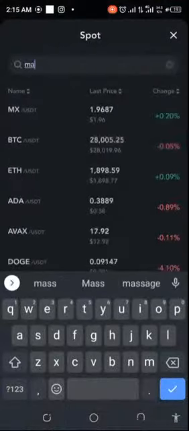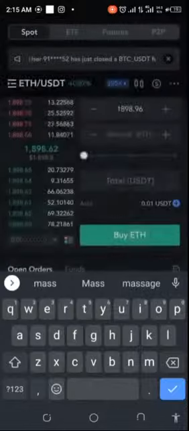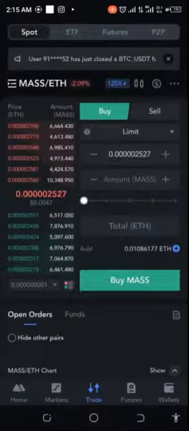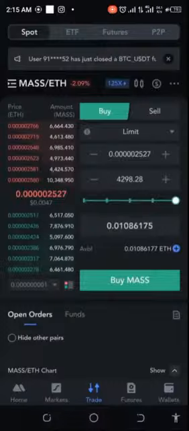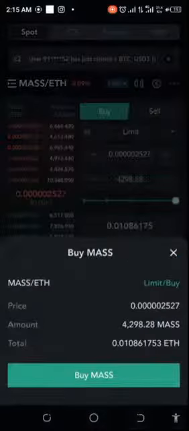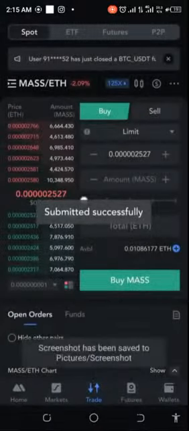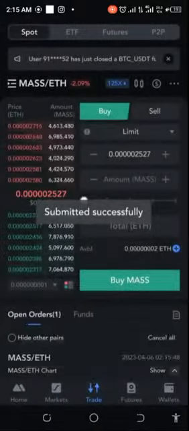Okay, mass ETH. That's what we want to buy right now. So what we're doing is we're just picking up the whole entire 100%. So we're getting 4298, lower than what we thought, but that's fine. We're going to go ahead and just click on buy. Okay, and the same thing goes here. We click on buy. Don't forget, on Mexi right now, there are no trading fees.